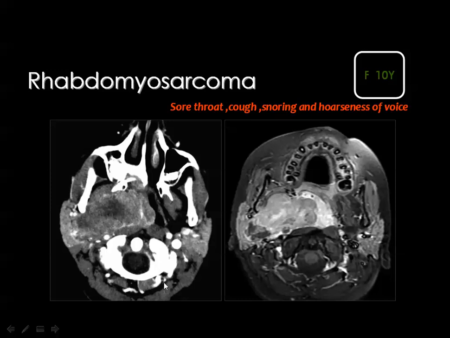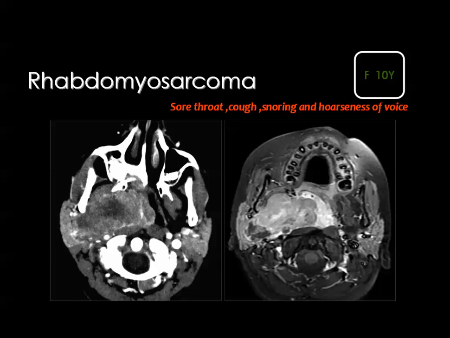Another case of rhabdomyosarcoma in a female patient, 10 years old. You see this is a very big mass infiltrating the pharynx on the right side, and it has also invaded the parotid gland. And you can see that there is fat anterior to the mass. Then you know that this lesion is arising from the wall of the pharynx, particularly the nasopharynx. The patient is young, and you are in the differential diagnosis between lymphoma and rhabdomyosarcoma.